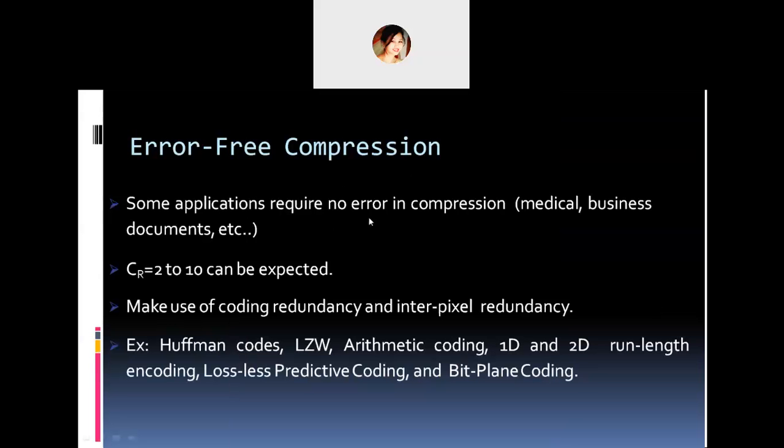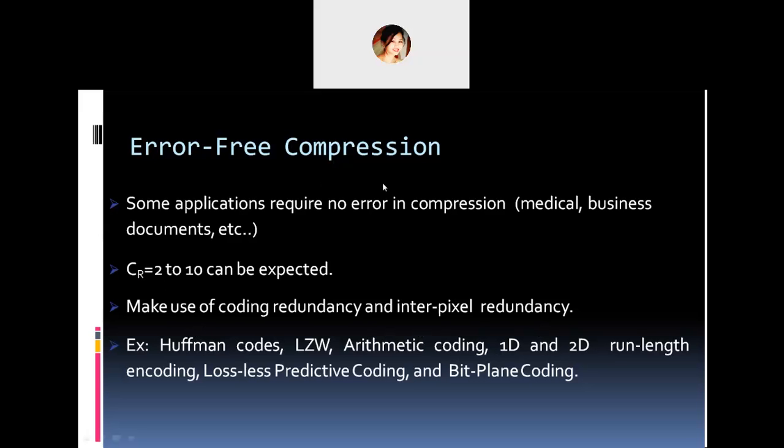Okay, so error-free compression or lossless techniques, there are some applications that require no error in compression. Say, as we just told, in medical and business documents, etc. Medical, I gave the example of the radiologist. Business, that is, say, bank transfers and all, the bank accounts. So some applications require no error in compression. That is, whenever you use these types of compression, you should make sure that there is no error. Okay, and when you use lossless compression, the compression ratio, that is CR, ranges from 2 to 10 only. So from 2 to 10 only should be expected, not more than that.